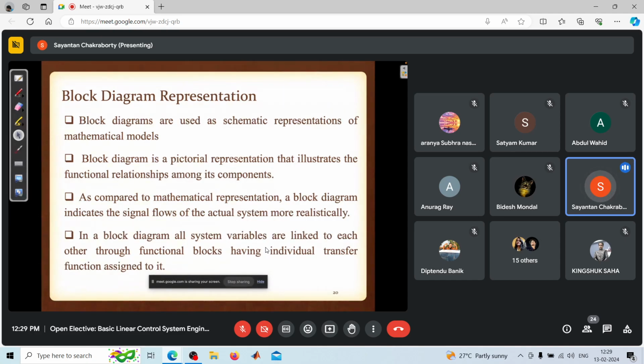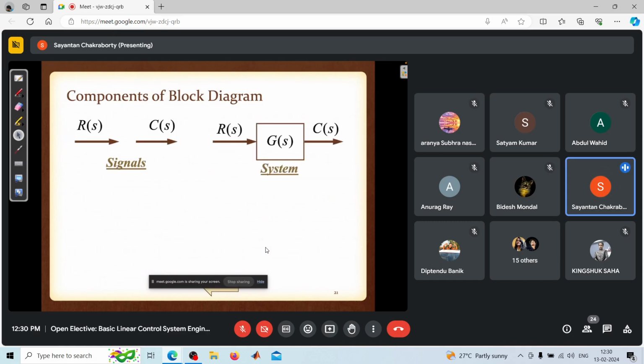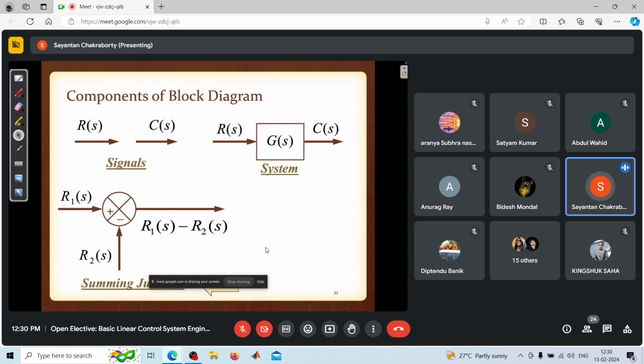So this functional relationship means you can find out the individual transfer function related to the input and output corresponding to that block. A block diagram has different components. That is, these are the signals, arrowed. There is a system, normally represented like this, and this is a summing junction.